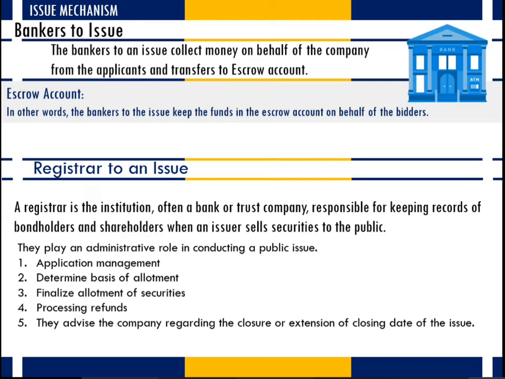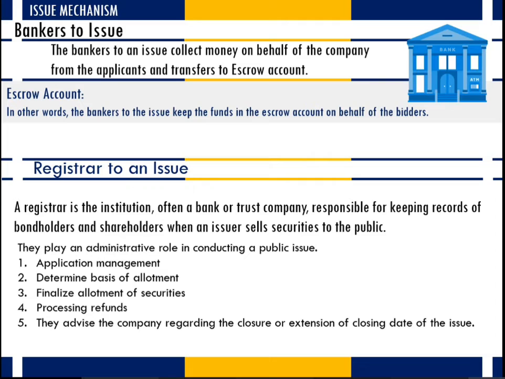Now there's no question of refund at all, because only the money is frozen in your account when you apply. In case you get shares, the money is deducted. If you don't get shares, the money is unfrozen. So this method of issuing is called application supported by blocked amount.